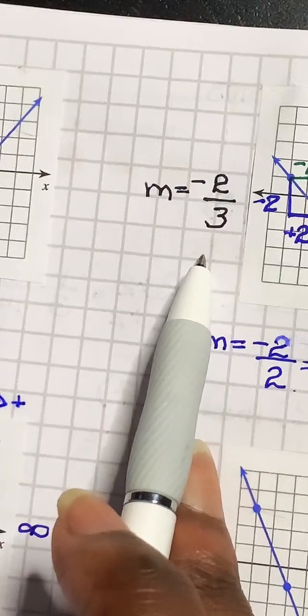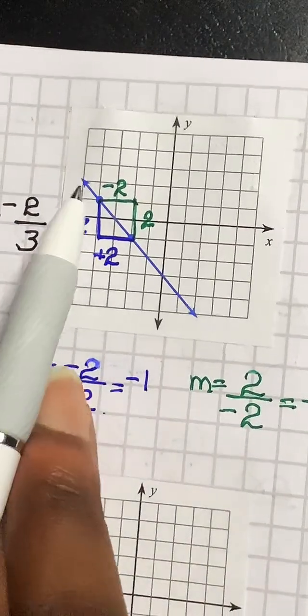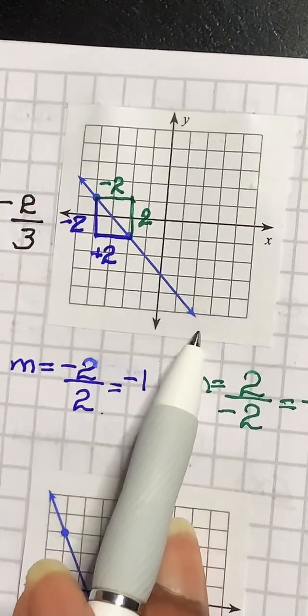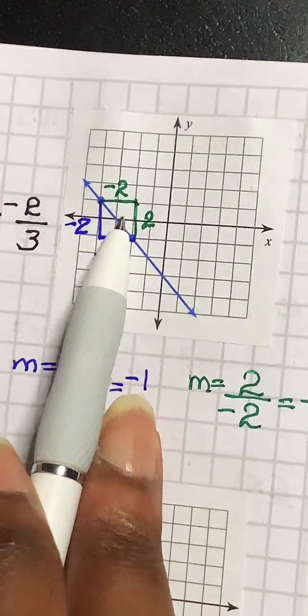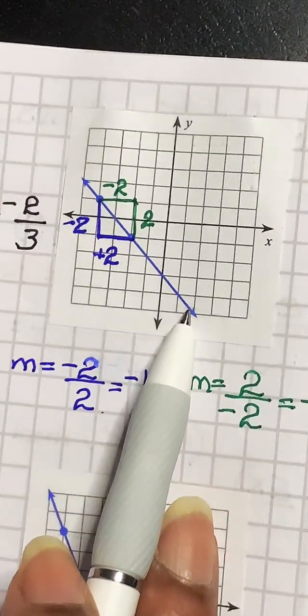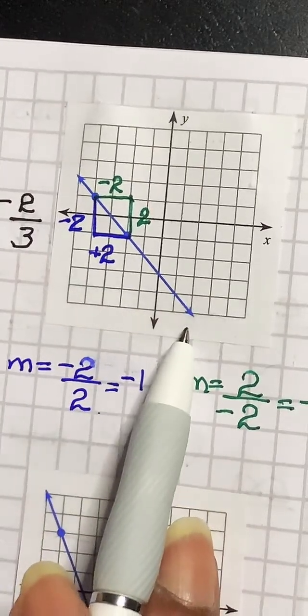Okay? So when you get something like this and they give you the graph and they say find, say, the equation of the line, well, from left to right, that line is going down. So if that line is going down, we're looking at a negative slope.